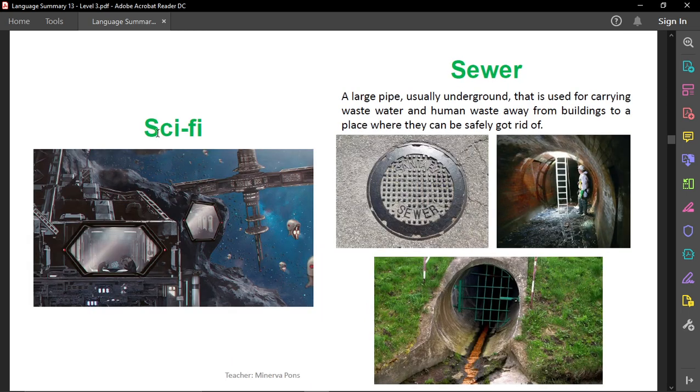Sci-fi. This is short for science fiction, and it's related to all types of futuristic things. Sewer. A large pipe, usually underground, that is used for carrying wastewater and human waste away from buildings to a place where it can be safely disposed of. Basically, the sewers are the canals underground that deliver the human waste, if you know what I mean. That's disgusting.